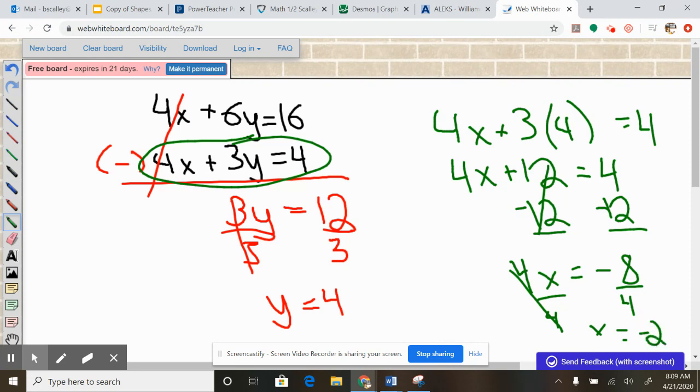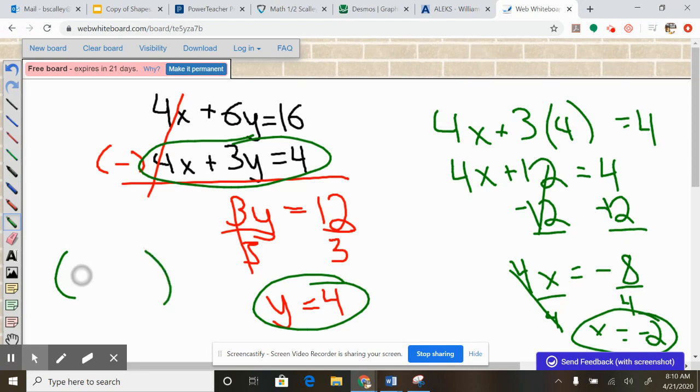So I know that x is negative 2. I know the y value is 4. If I graph these two equations, they would intersect at the point negative 2, 4. And I can show that.